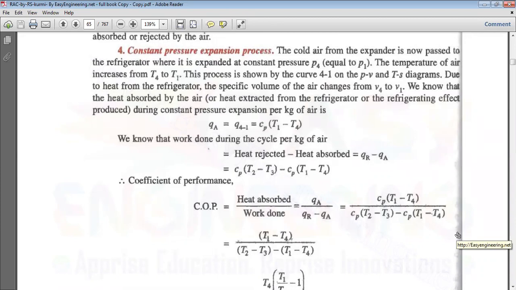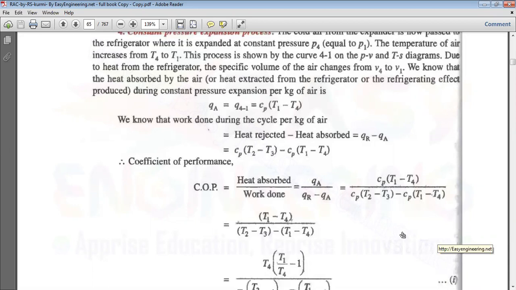What is heat absorbed? QA. What is work input? QR minus QA. What is QA? Cp into (T1 minus T4). Work done is equal to QR minus QA. Therefore, I am substituting this one. QR is Cp (T2 minus T3) minus Cp (T1 minus T4). If I take Cp as a common factor, numerator and denominator get cancelled. I am getting (T1 minus T4) divided by (T2 minus T3) minus (T1 minus T4).